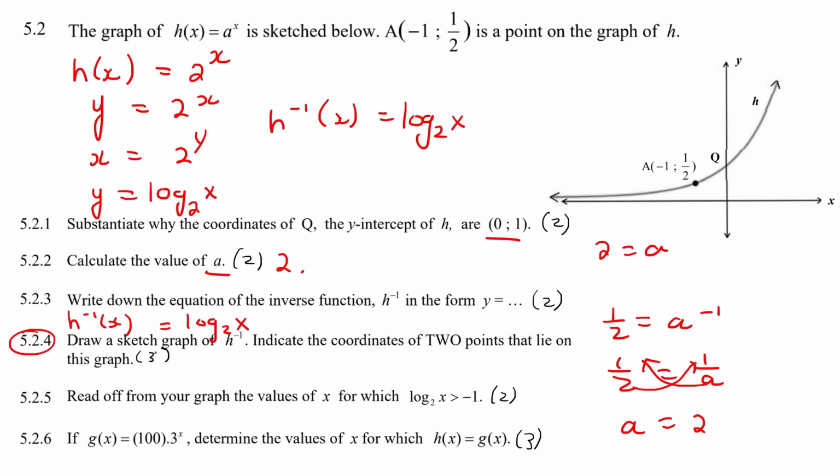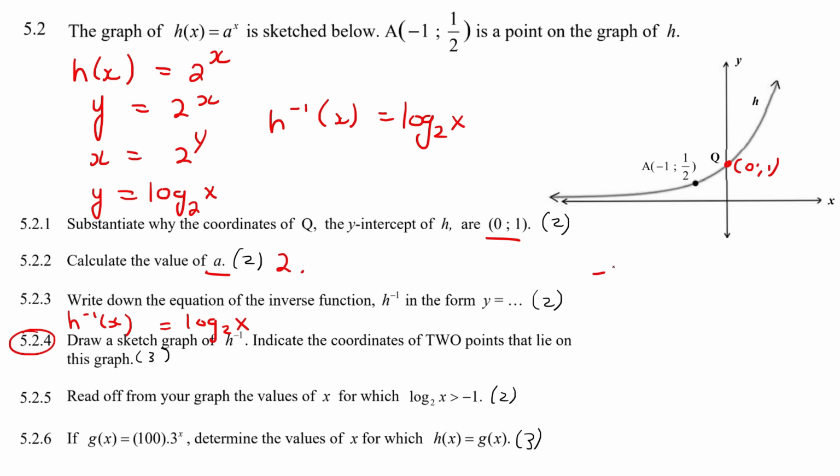This one says, draw a sketch graph of h minus 1, indicate the coordinates of 2 points that lie on this graph. Okay, very easy. So we can literally just take this coordinate here and this coordinate here and switch them around, because that is what inverses do. So if we take minus 1 and a half, well, that'll now become a half and minus 1. And if we take 0 and 1, well, that'll now become 1 and 0. So let's go plot those points. So this will be a half and minus 1, which would be like there. And then this 1 and 0 would be something like that.